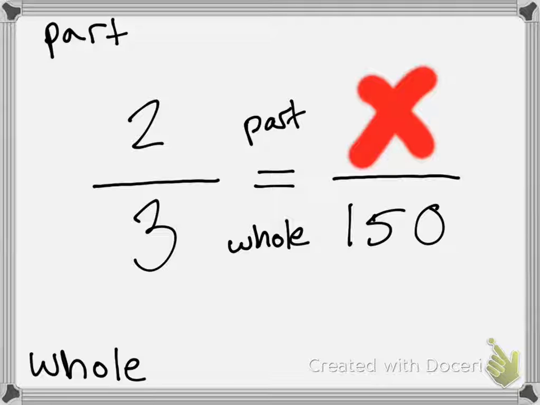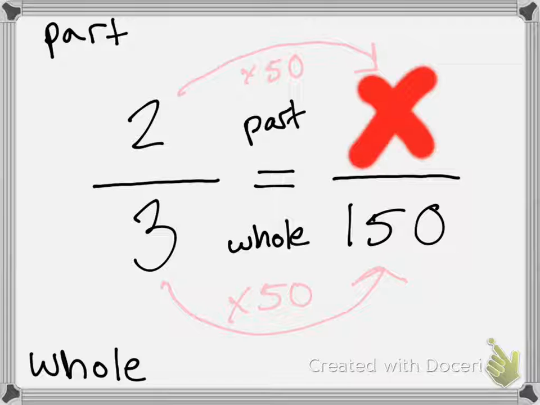All we're doing is finding an equivalent fraction, just like we did before. How can I go from 3 to 150? How can I go from 3, Roman? That's not what I called on you for. Elsie. Yeah, times 50. So what am I going to do to the top number? Madison? Times 50. Same math that we've been doing.